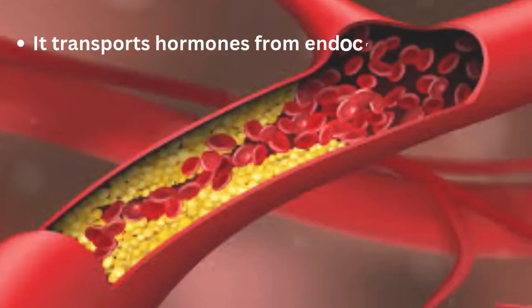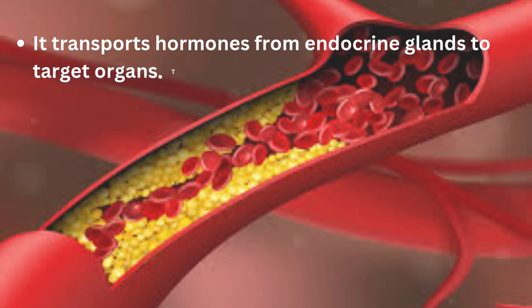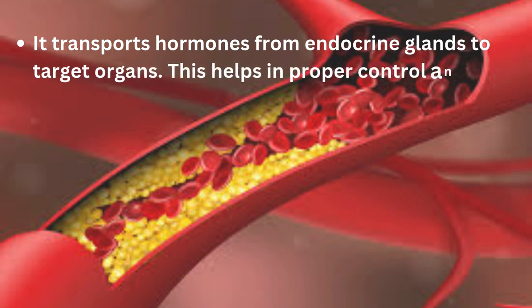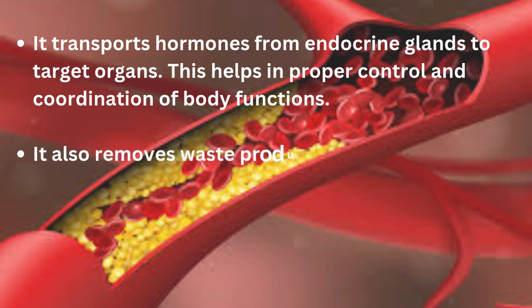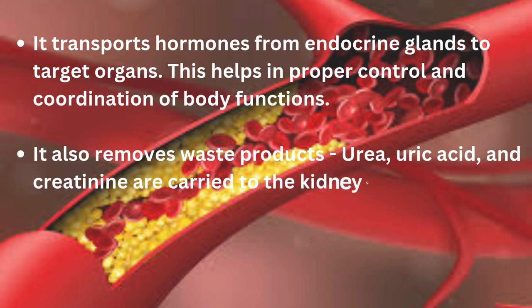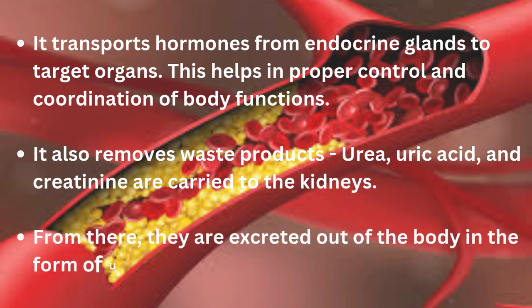It transports hormones from endocrine glands to target organs. This helps in proper control and coordination of body functions. It also removes waste products. Urea, uric acid, and creatinine are carried to the kidneys. From there, they are excreted out of the body in the form of urine.